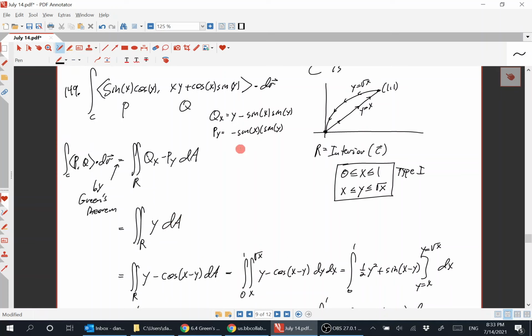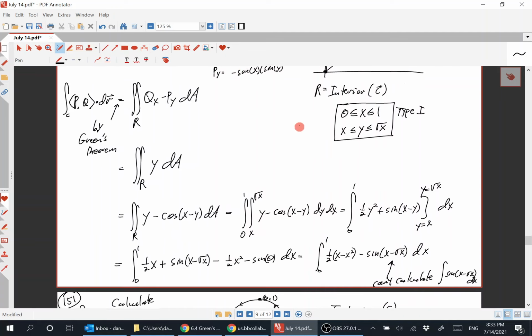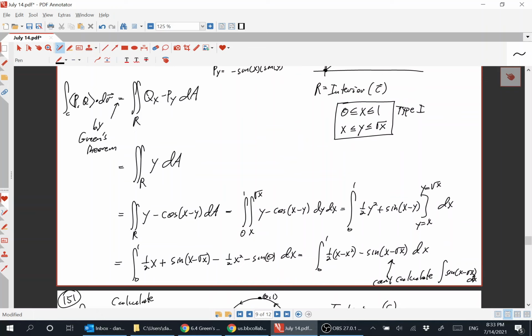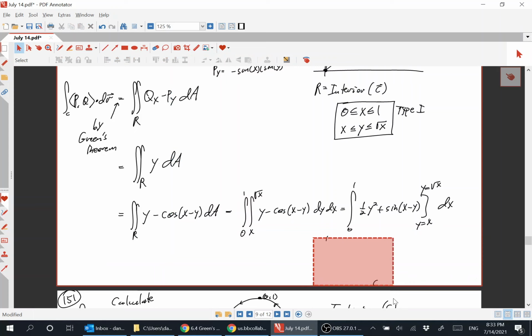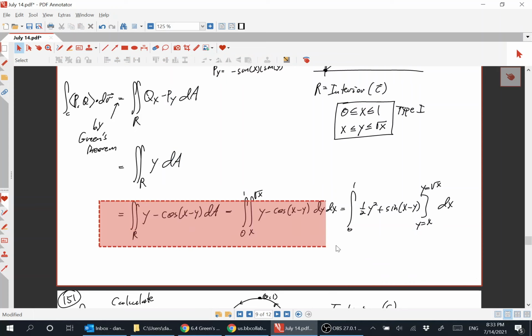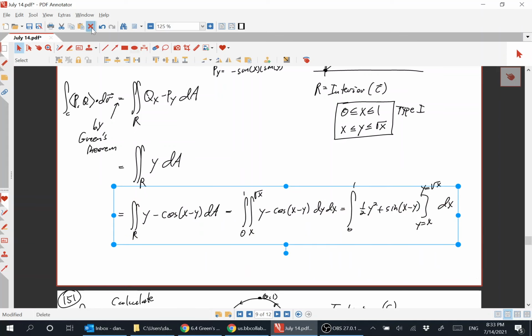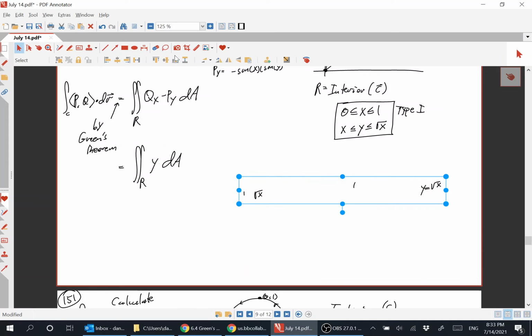Right. So Qx minus Py is just y, right? So Qx is this minus this, and then I'm subtracting that, so this becomes a plus, and that goes away. So it's just y. Oh, okay. So that's a pretty nasty error on my part. So we can solve this for sure, very simply.